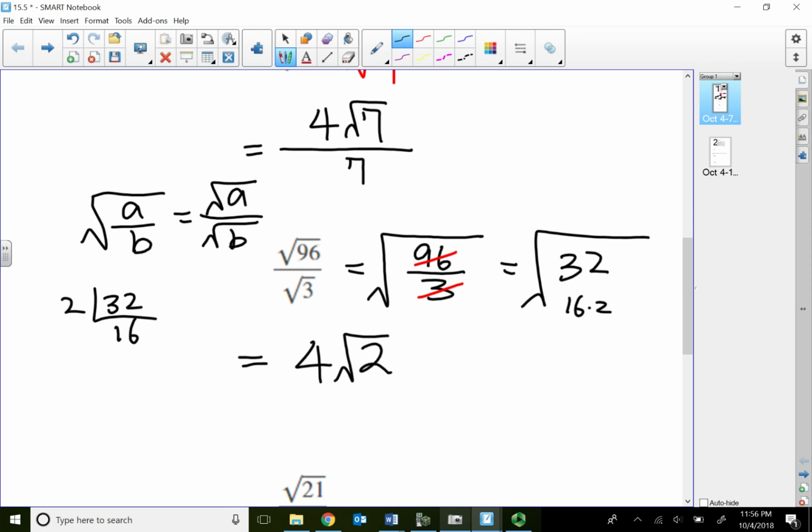This is 16. So the square root of 16 is 4. So you can do it that way. Okay. So many different ways to do this, to simplify our radical.